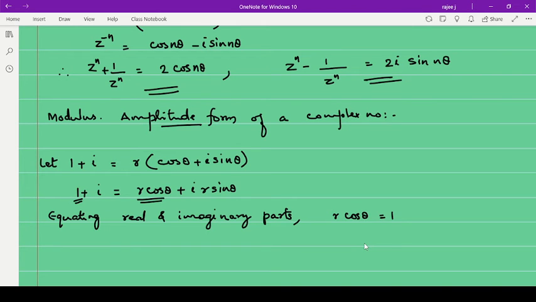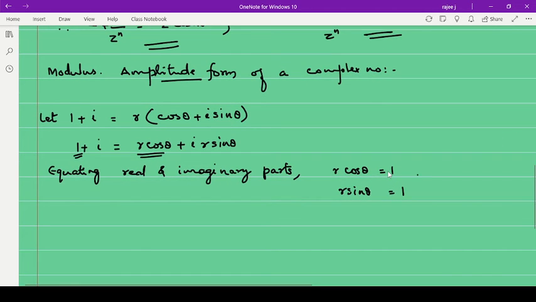The imaginary part is where there is i. So here it is r sin theta, and on the left side, i means i into 1, so the coefficient there is 1. So r sin theta equals 1. We take these as equation numbers 1 and 2. Then we will square and add.